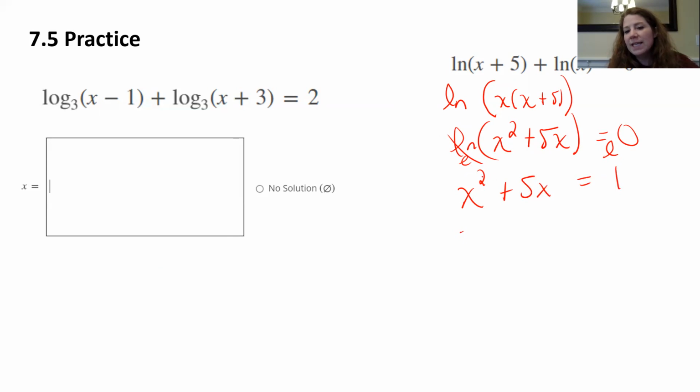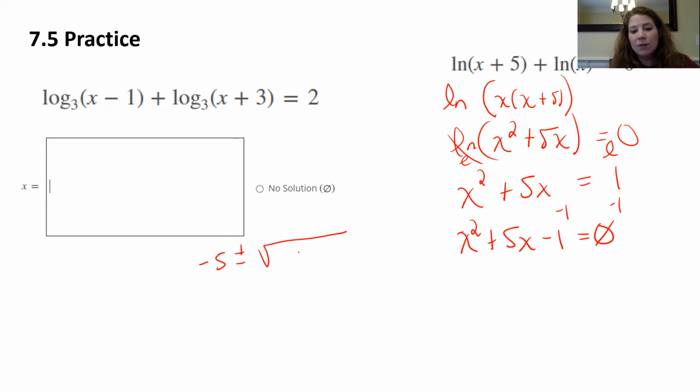So then, since once again it's a quadratic, I want this equal to 0. So I'm going to subtract 1 from both sides. So I have x squared plus 5x minus 1 equals 0. Once again, there are not two numbers that multiply to give us negative 1 and add to give us 5. So we have to use the quadratic formula. So we're going to say the opposite of 5 plus and minus the square root of 5 squared minus 4 times negative 1, all over 2a.